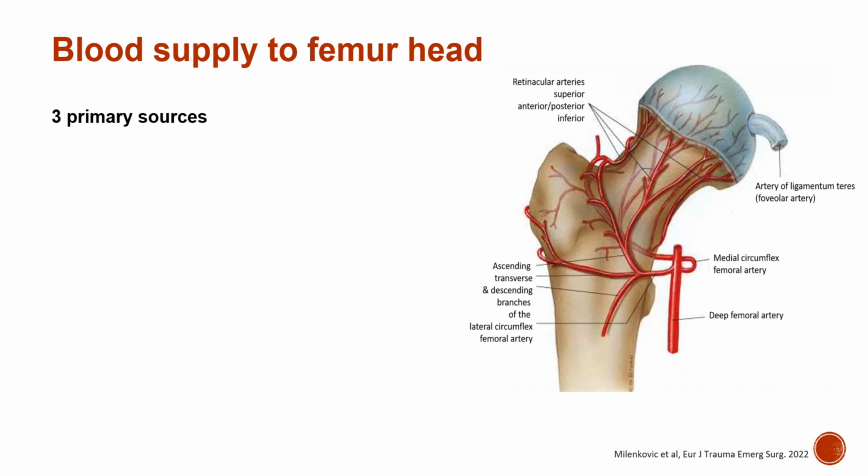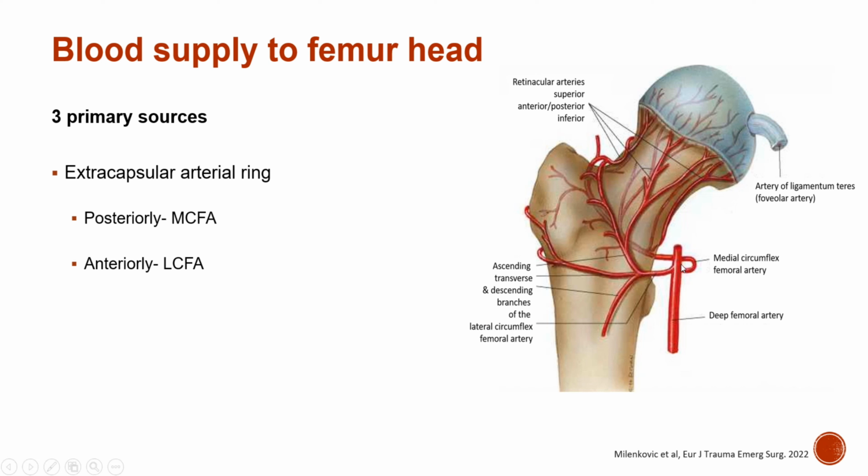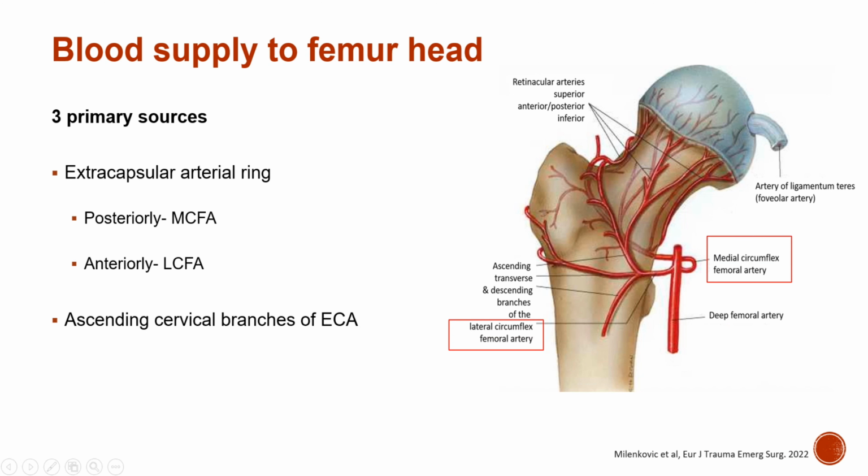So coming to the blood supply of femoral head. So mainly it has three supplies. So the blood supply starts from the femoral artery, which subsequently divides into the deep femoral artery, and this further divides into two branches, the medial circumflex and the lateral circumflex arteries. And these form the extracapsular arterial ring. As we can see, the medial circumflex artery crosses over posteriorly, whereas the lateral circumflex artery crosses anteriorly. And it is said medial circumflex artery is the major blood supply to the femoral head.